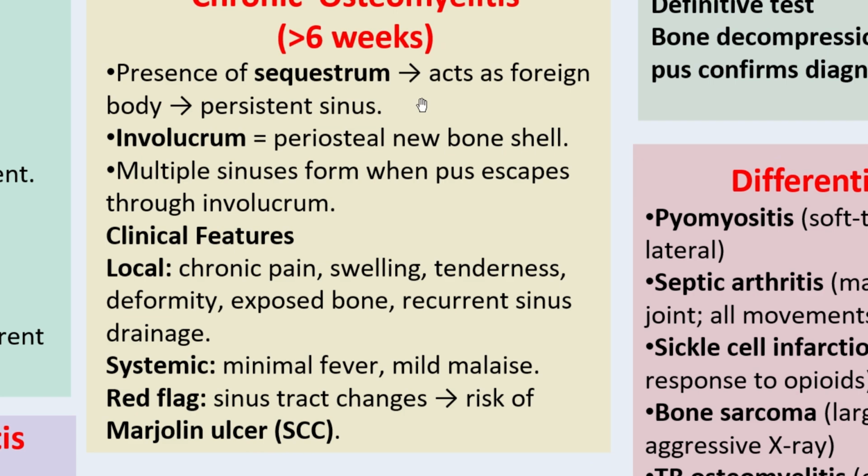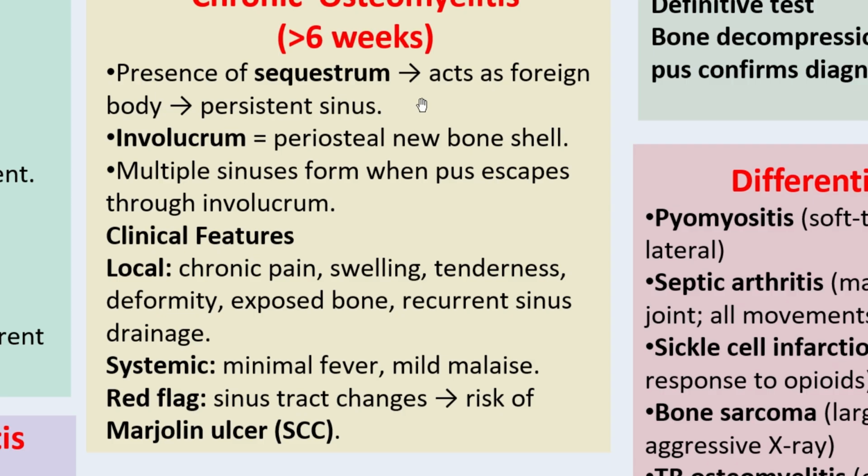Pus is going to be there, and because of this pus, we are going to have a persistent sinus. So a sinus is going to be formed that will allow that pus to ooze out between the bone and the skin. Then involucrum is the periosteal new bone shell that we are forming to replace the infected bone.